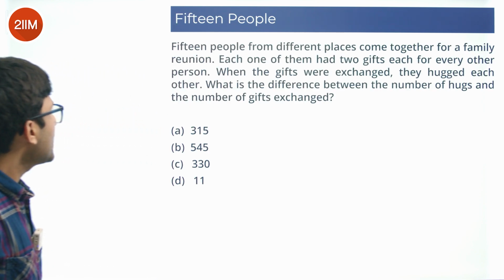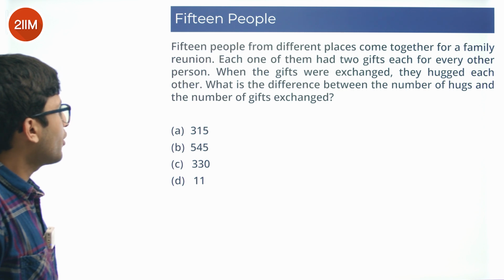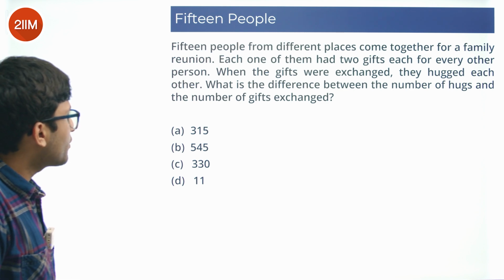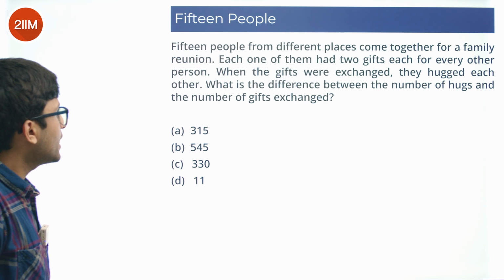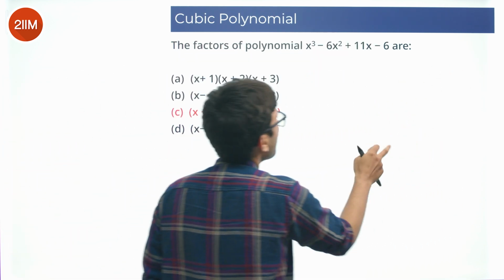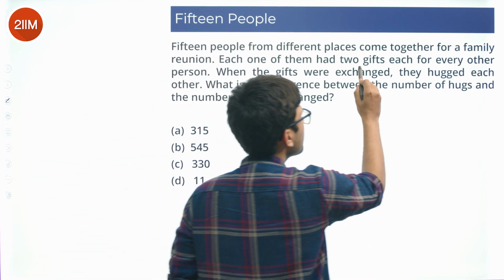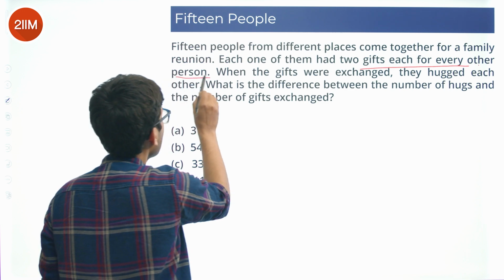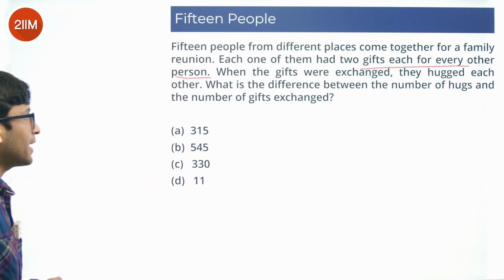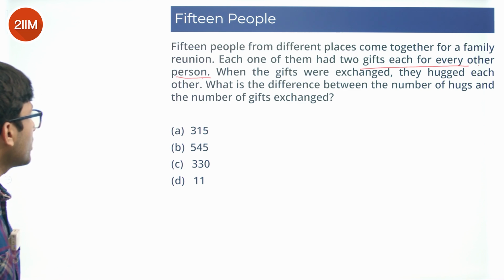Let us try the next one. 15 people from different places come together for a family reunion. Each of them had 2 gifts, each for every other person. The important part to understand is 2 gifts, each for every other person. So this is the part which we need to understand. For every person he is having 2 gifts, all the 15 of them.